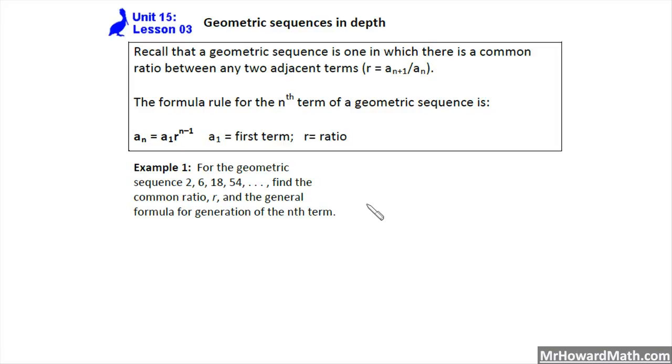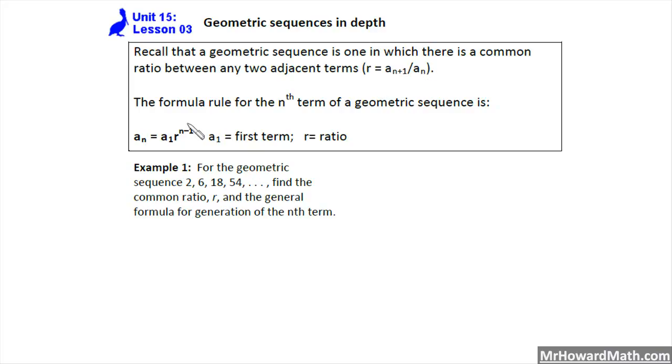We will be looking at geometric sequences in depth in this video. In the last video we looked at arithmetic sequences in depth. Recall that a geometric sequence is one in which there is a common ratio, so a multiplier, between two adjacent terms. And that multiplier, that common ratio, you can get by taking one term and dividing it by the one before it.